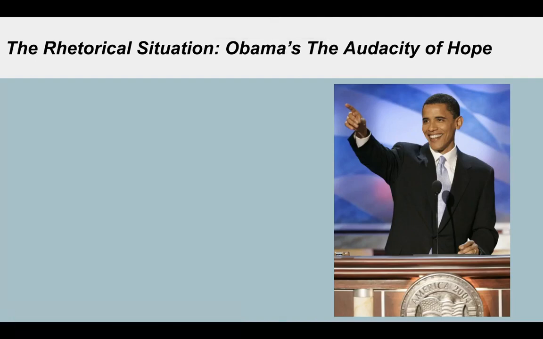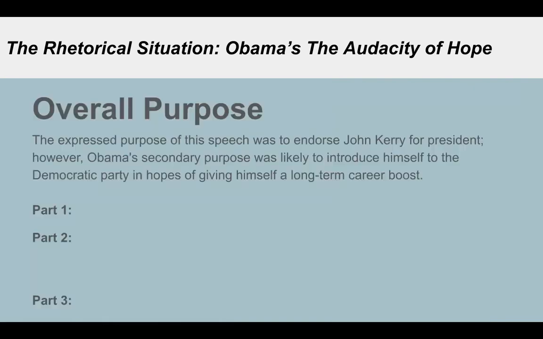So at this point, you should be very familiar with Obama's speech, The Audacity of Hope. You know that his overall expressed purpose of the speech was to endorse John Kerry for president back in 2004. However, his secondary purpose was to introduce himself to the Democratic Party in hopes of giving himself a long-term career boost. Obviously, he didn't get what he was looking for with his first goal. John Kerry was not elected president that year. But his secondary purpose obviously was pretty successful as he became president just 4 years after the speech.